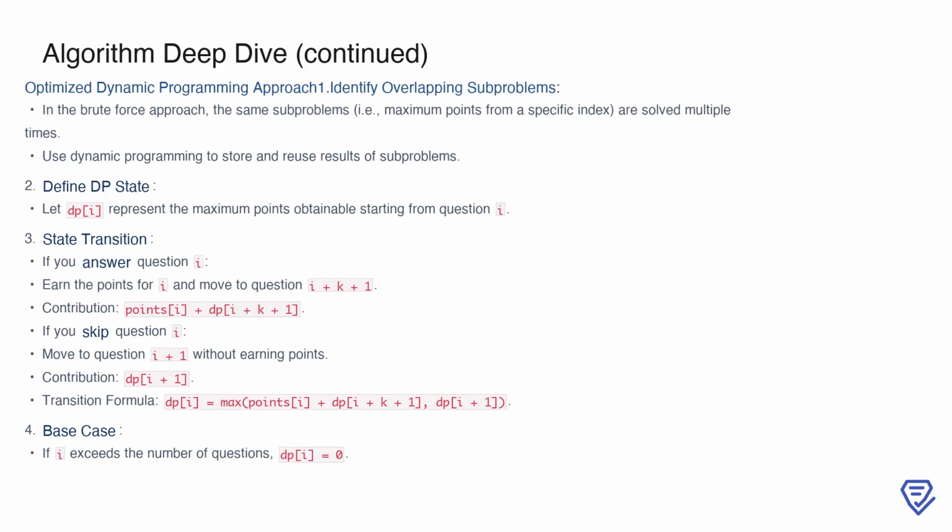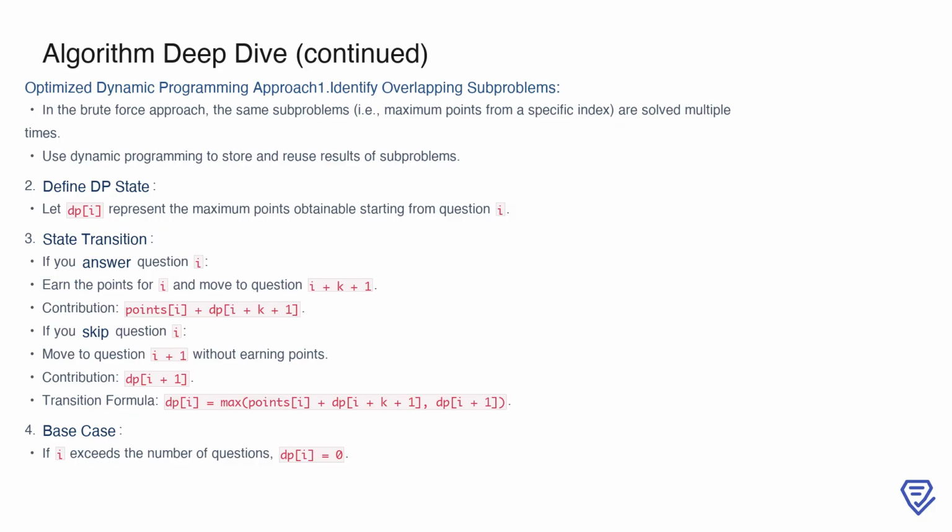To address the inefficiency of the brute force approach, we can use dynamic programming. The key insight here is that the brute force method repeatedly solves the same subproblems, such as calculating the maximum points from a given index. By storing the results of these subproblems, we can avoid redundant computations. We define a dynamic programming state, dp[i], which represents the maximum points obtainable starting from question i.